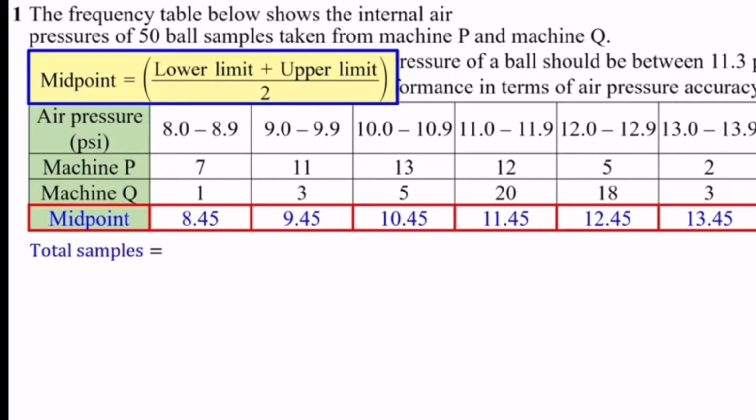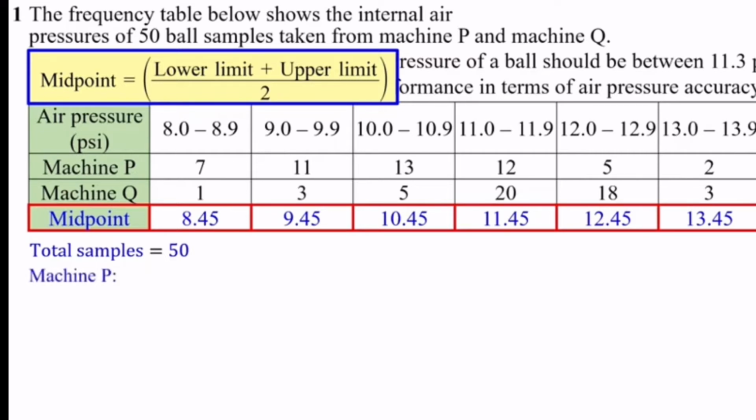So let's write down the total samples. The total samples for machine P and machine Q are 50 balls, right? So total sample is 50. Total sample means total frequency. Frequency and number of the balls are actually the same. So we do machine P first. Let's find the mean for machine P.